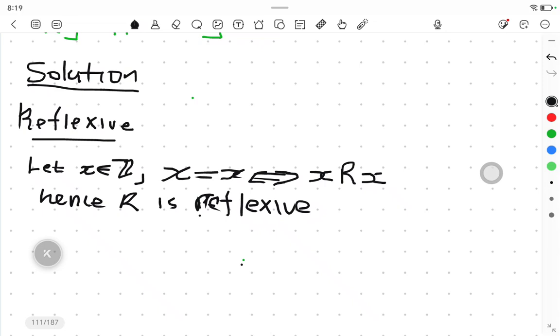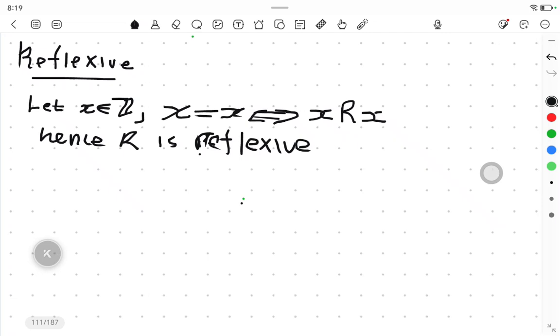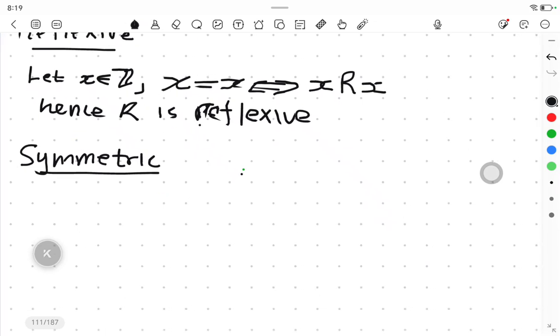Yeah, so since we see that R is reflexive, it means that we can now check the symmetric, right? So now we can check symmetric. When we come to symmetric, for symmetric we need two elements. This one is one of the simplest, right? We need to let x, y be elements of z.